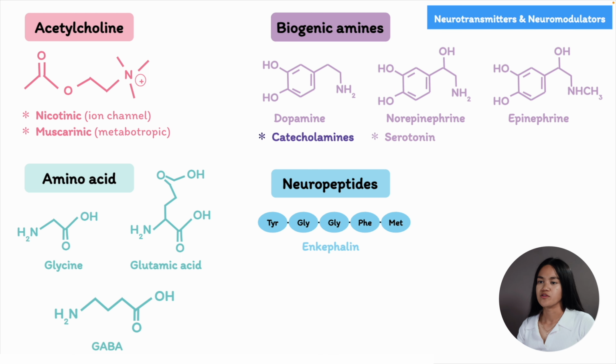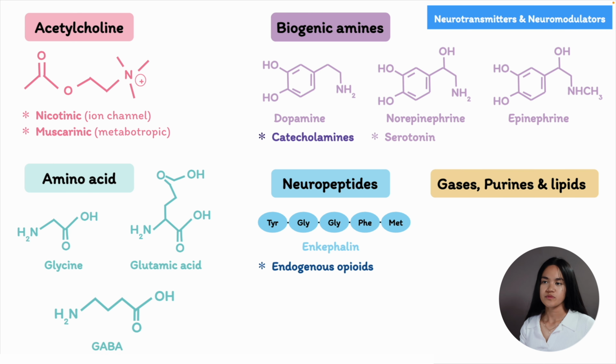Examples include endogenous opioids, which are a group of neuropeptides that includes beta-endorphin, dynorphins, and enkephalins, and their receptors are the site of action of opiate drugs like morphine and codeine. These are strong analgesics, that is, they reduce pain without making a person unconscious, and these drugs play a role in regulating pain. The next 3 groups are gases, purines, and lipids.